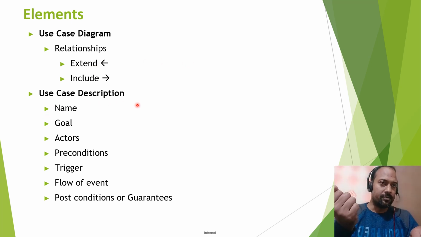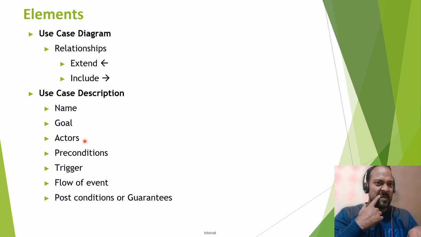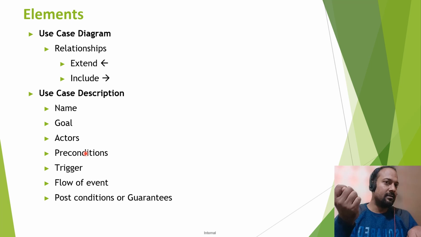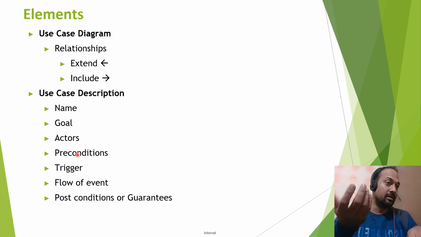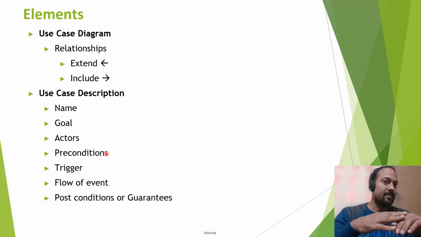Use case description. In the use case description we have a name, we have a goal, we have actors, as I said, the primary and the secondary actors, and the preconditions, when it could happen, when you can do this. Preconditions are like, you must have a debit card in order to use the ATM machine, right?